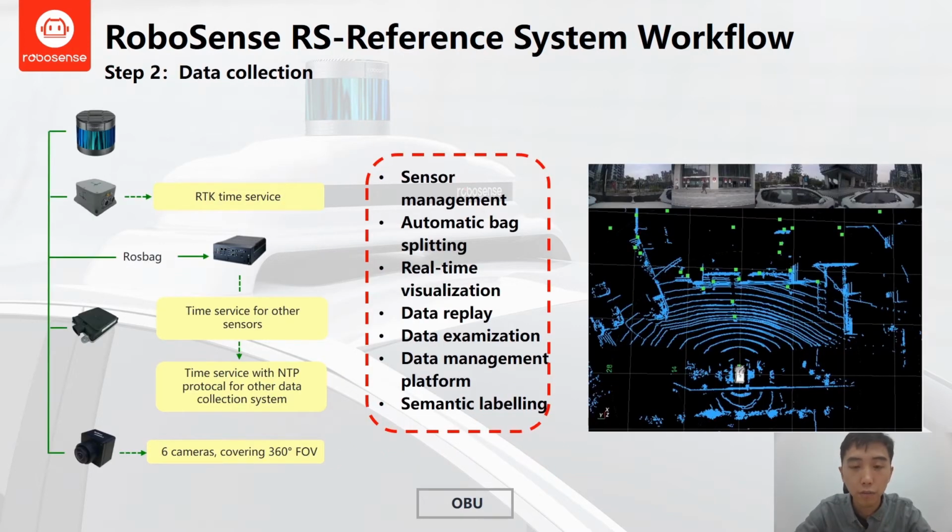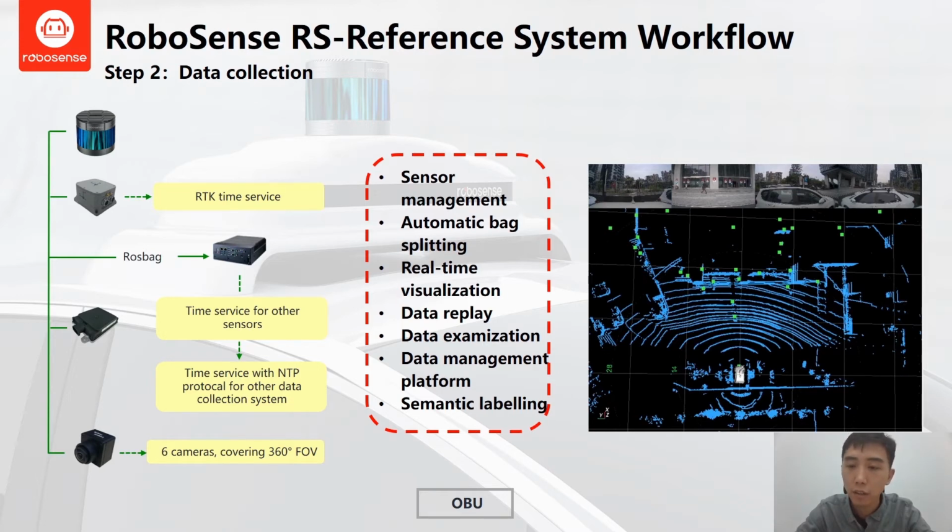Okay, so after the first step, the whole system has been mounted on the test vehicle. So now we need to run the data collection part. There is a data collection tool installed on the OBU, and this tool can achieve many different functions. It can manage all the sensors on the car. It can split the recorded bag file. It can do the visualization and so on.